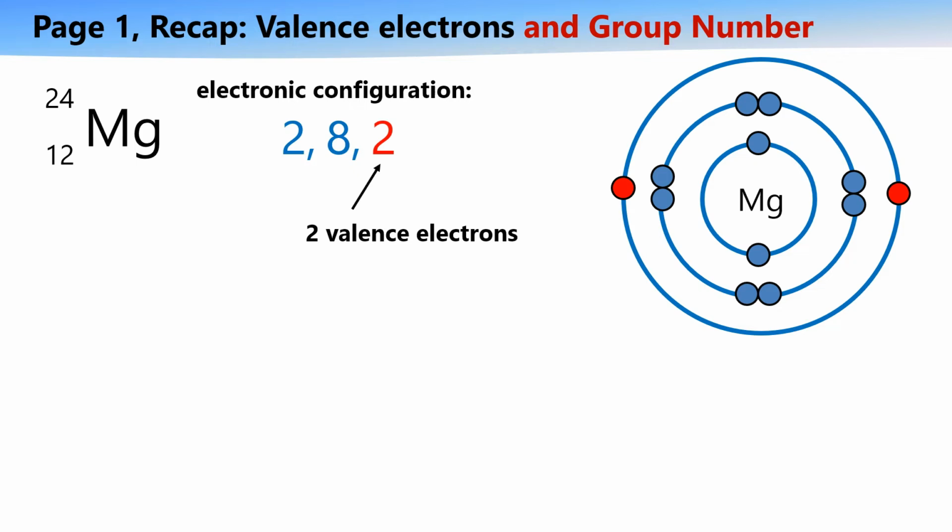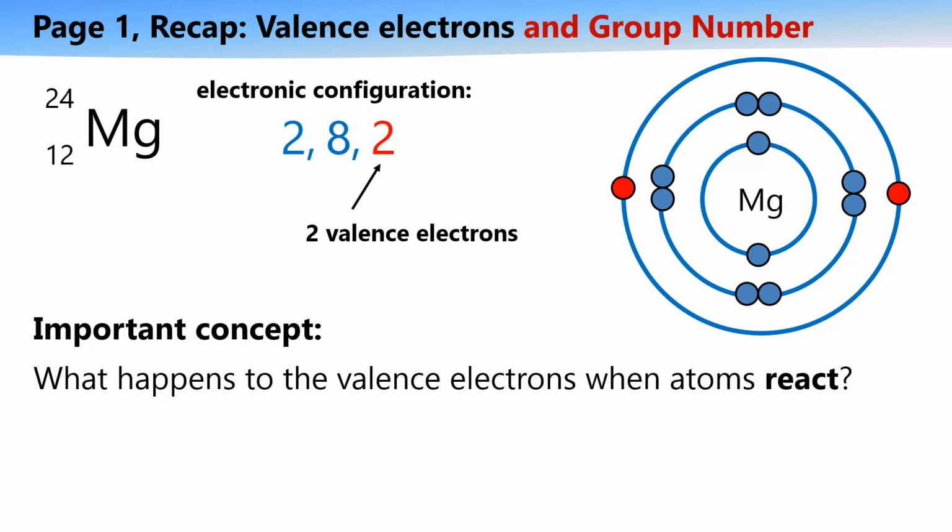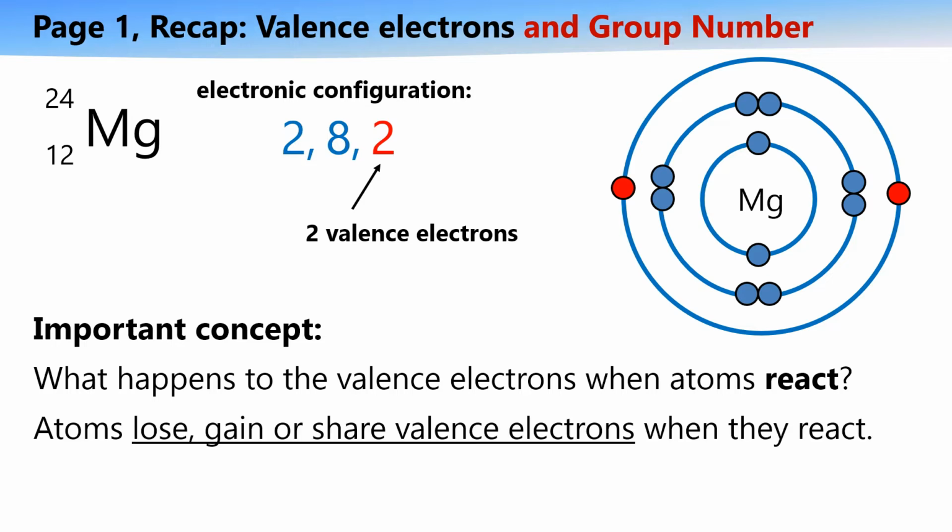An important concept for you to learn in this topic is what happens to the valence electrons when atoms react. Atoms will lose, gain, or share valence electrons when they react. So in a reaction, only the valence electrons are affected.